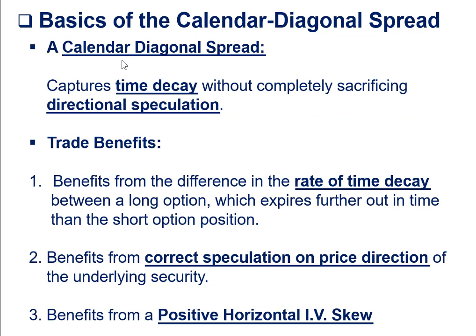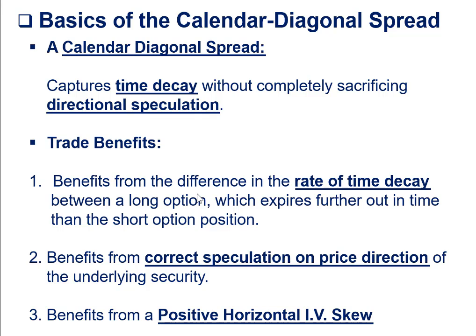So the basics of the calendar diagonal is you're capturing time decay, okay? Like, say, a covered call, you have stocks that you're long and you sell calls against it to collect time decay. So you're getting time decay without completely sacrificing direction. All right, so it's a really great way to get into a directional trade and discount those long dated options.